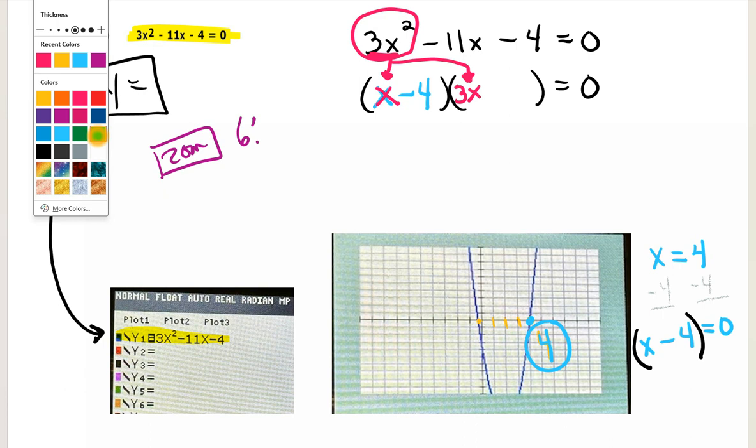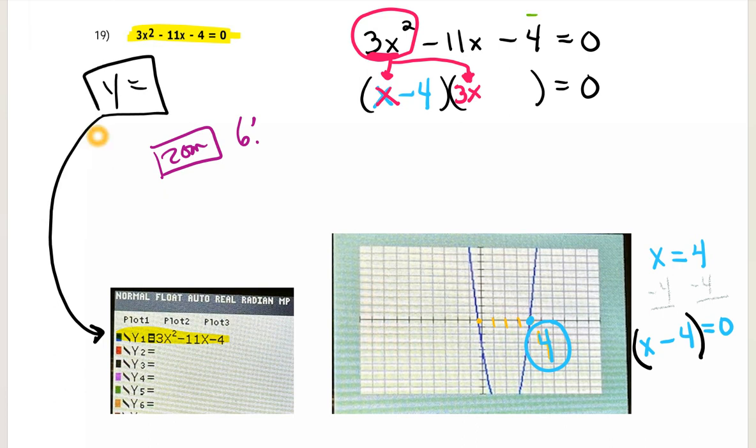And then I'm going to go to the back end, where I have the minus 4. And minus 4 comes from last times last. And since this is a negative 4, a minus 4, this has to be a positive 1, because negative 4 times positive 1 is negative 4. And that gives me my other factor.